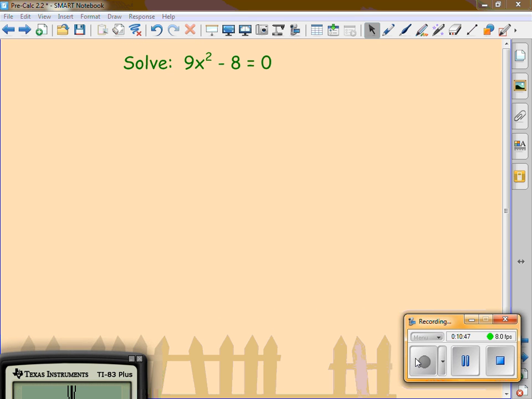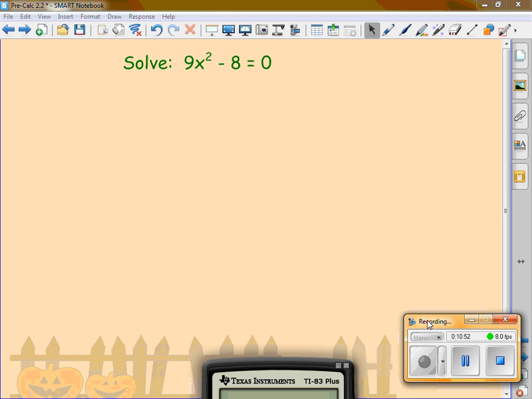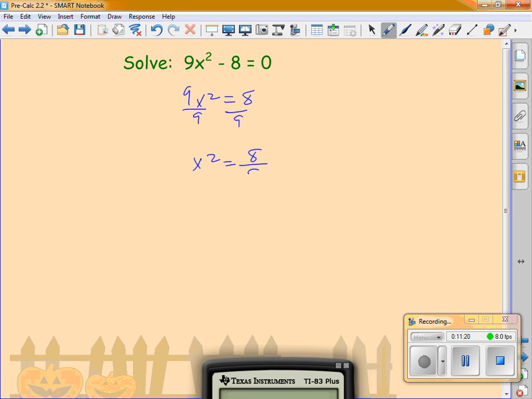Try this one. 9x² − 8 = 0. There's a couple ways I can try to solve this one. Completing the square really is not going to do anything. I can try to do the quadratic formula. That's too much work. All I know is I can move this over, so I have 9x² = 8. Now what do I need to do? If I'm trying to solve for x, divide by 9, x² = 8/9. What do I need to do? Take the square root.